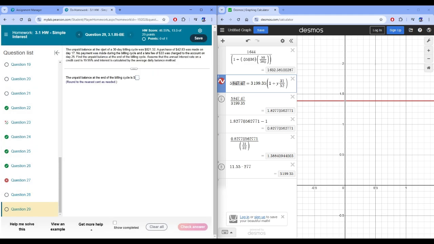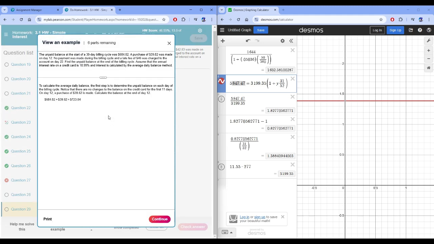Last question. The unpaid balance at the start of 30-day billing cycle was $821. The purchase of that was made on day 17. No payment was made during the billing cycle, and late fee of that was charged on the account on day 25. Find the unpaid balance at the end of the billing cycle. Assume the annual interest rate. This is going to be like 15 steps, so I'm just going to go to the view an example.